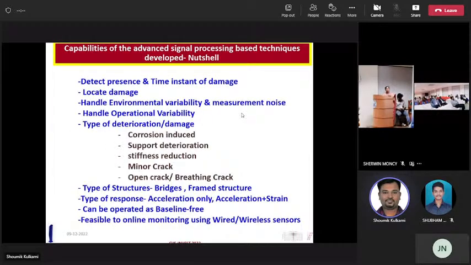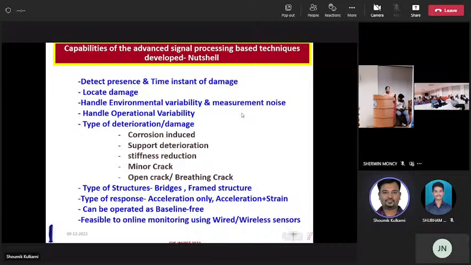So these are the capabilities of these algorithms. Detection of the time instant of damage is also possible. Location is also possible. It can handle the environmental variability and measurement noise, as per the tests that have been conducted. Then the type of deterioration, of course, we do not know what has caused that kind of damage, but these kinds of damages were tested through these benchmark problems, and we have seen that they can be identified. The locations and presence are identified.